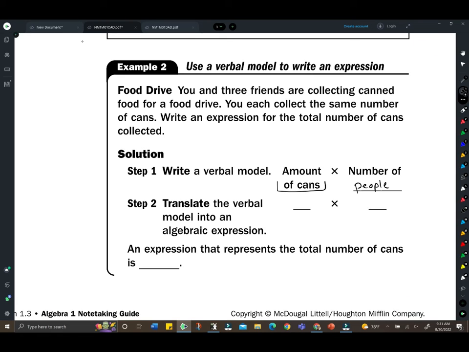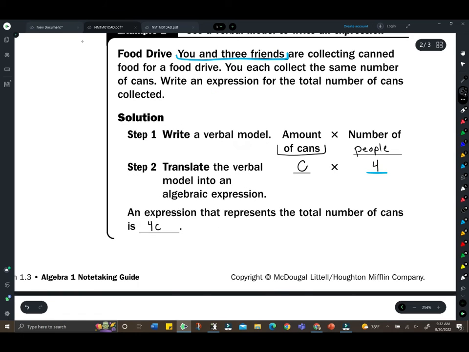So we're kind of thinking it out. Translate that into algebraic expressions. So we have the amount of cans, which is some unknown number, so we can just use C for cans. The number of people, you and 3 friends, that makes 4 of you. Sometimes you forget about yourself. You and 3 friends are 4 people. So the number of cans collected are just 4 times C, or C times 4.